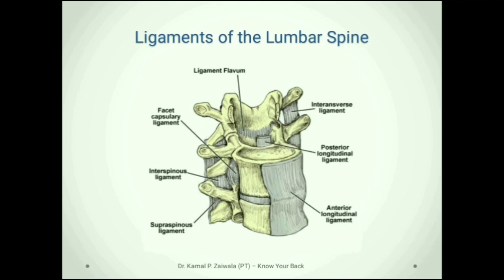Now coming to the ligaments of the lumbar spine. The ligaments of the lumbar spine are the non-contractile structures that are responsible for the stability of the back. If we study the ligaments of the lumbar spine from anterior to posterior, the most anterior ligament is the anterior longitudinal ligament, that is just anterior to the vertebral body. Then comes the posterior longitudinal ligament, that is posterior to the vertebral body.